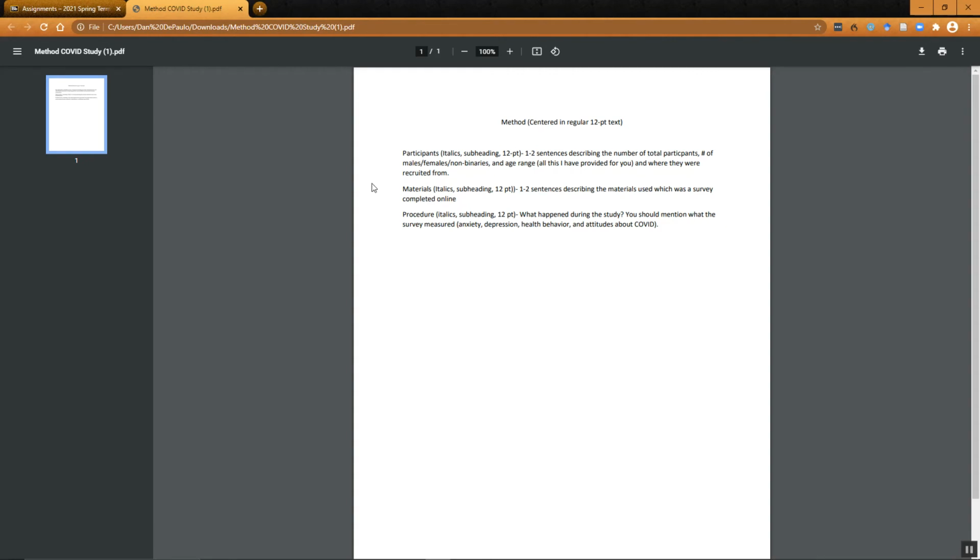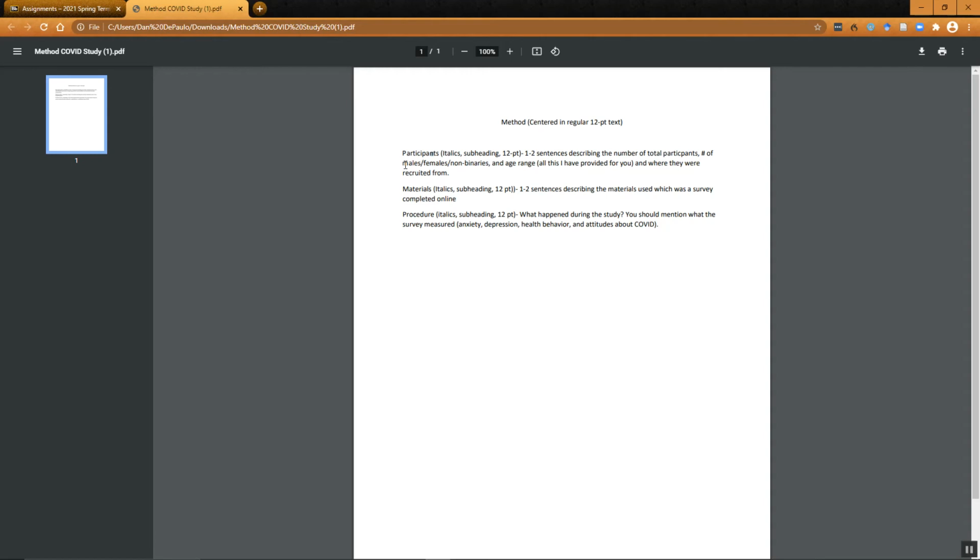And then you want to write participants, and this should be in italics. So this is what's called a subheading. So you're going to have the word participants in italics, 12-point font, right? And then right below it, so the line below it, you're going to start writing. So I know I've written next to it because I've written the instructions, but when you write participants in italics here as your subheading, you're going to basically enter, and you're going to start right here on the line below participants.